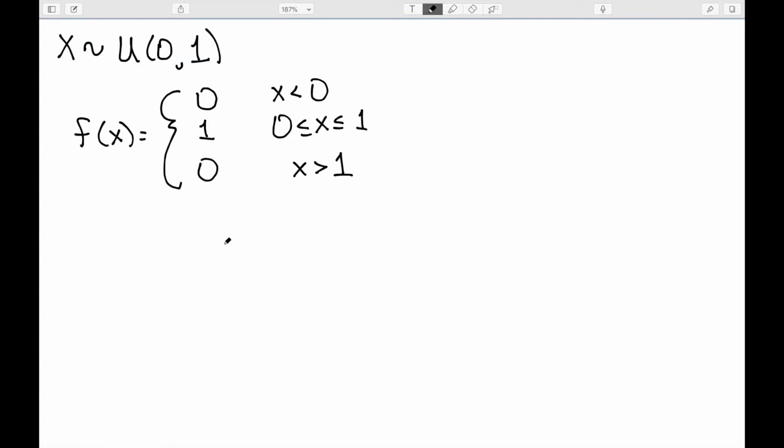If we consider the uniform distribution between 0 and 1, we have that our PDF is equal to 0 for x smaller than 0, 1 when x is between 0 and 1, and then 0 again when x is bigger than 1. Since we're only looking between the interval 0 to 1, this is an impossible case. We cannot have values smaller than 0. We also cannot have values bigger than 1, so the fact that both of these are 0 makes sense.